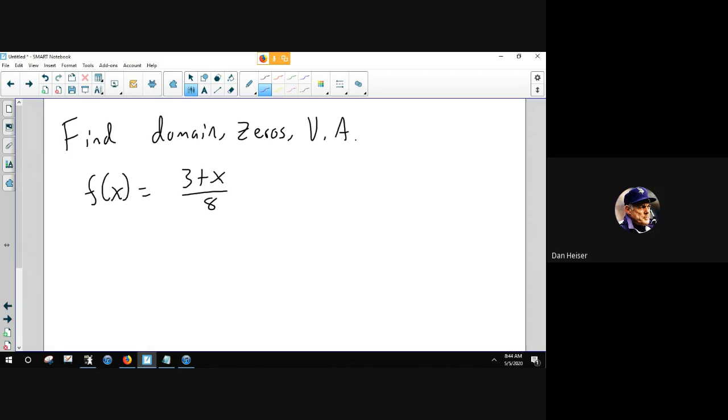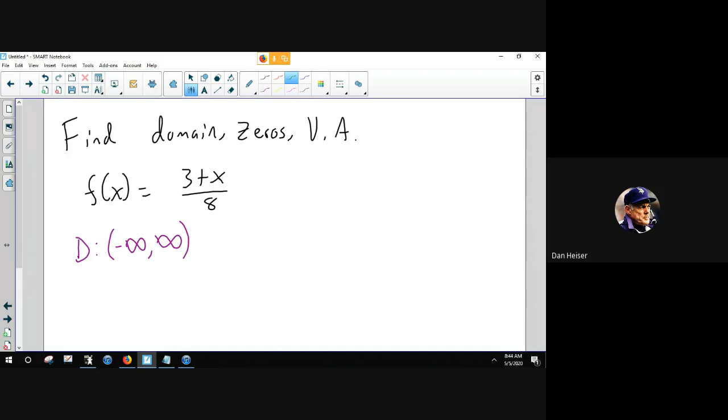I'll start with the domain. Looking at this function, I have no square roots anywhere. I have no variables in the denominator, so there is nothing that I cannot plug into x. Domain is the interval. Don't forget your interval notation. Interval from negative infinity to positive infinity.